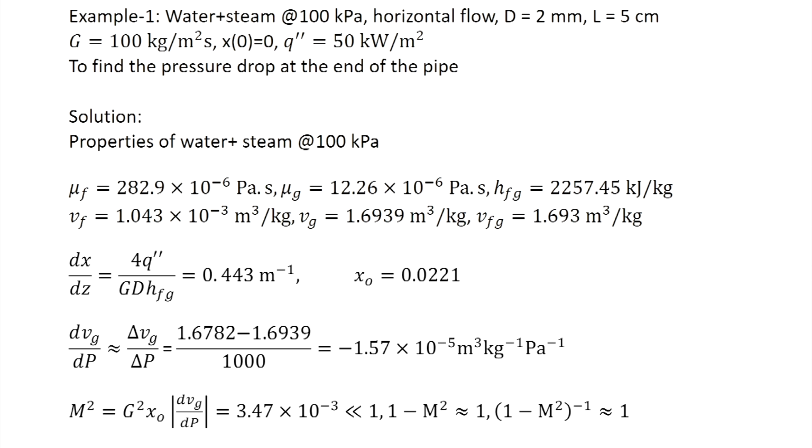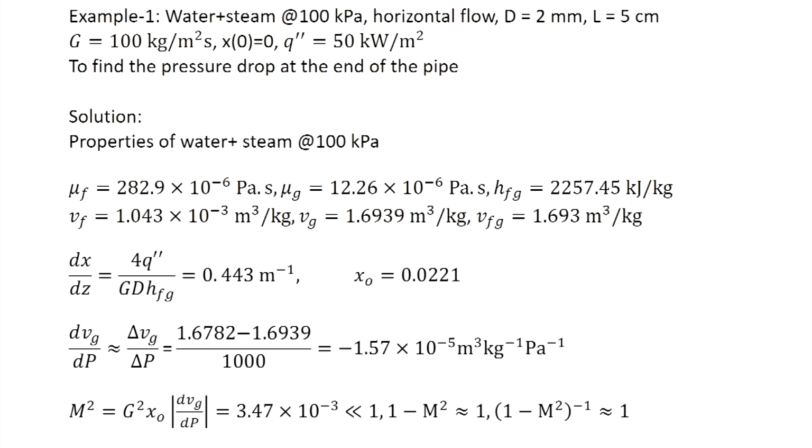Here we have taken the length of the tube as 5 centimeter. Earlier it was 10 centimeter. Earlier we were calculating the pressure gradient at z equal to 5 centimeter. Now, we have taken the length as 5 centimeter, and we want to calculate the pressure drop from the inlet to the outlet of the pipe. The other data is the same.